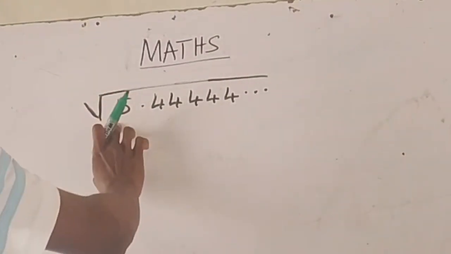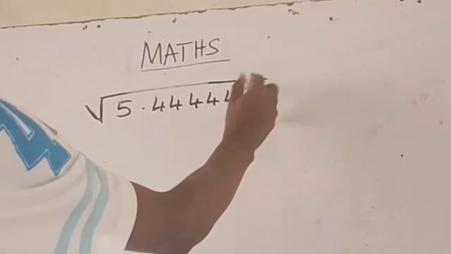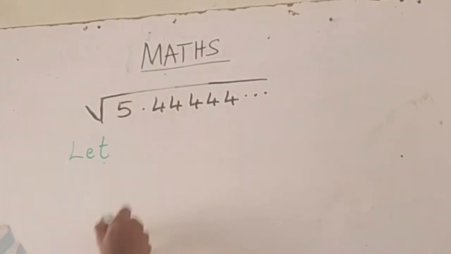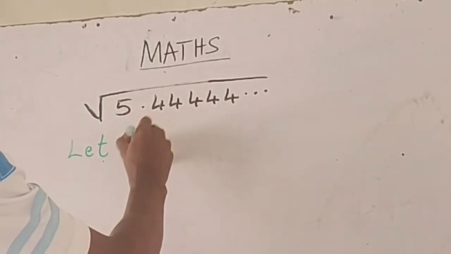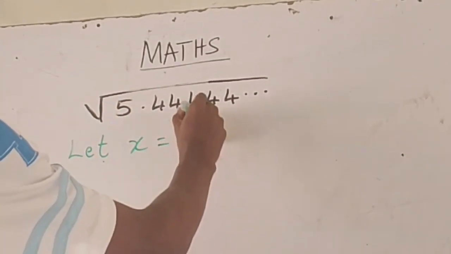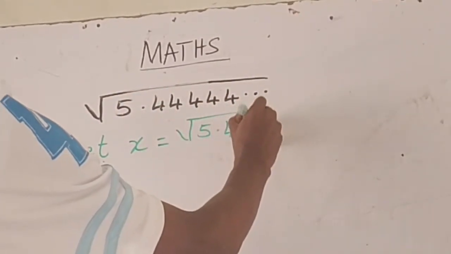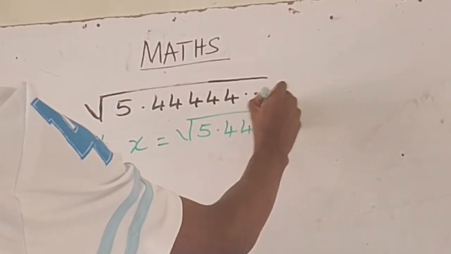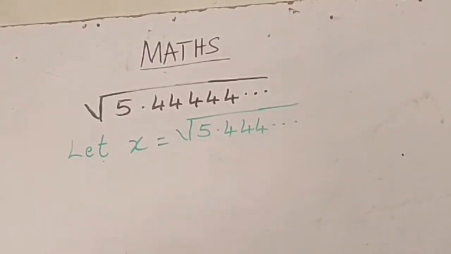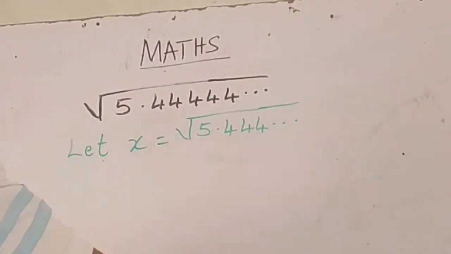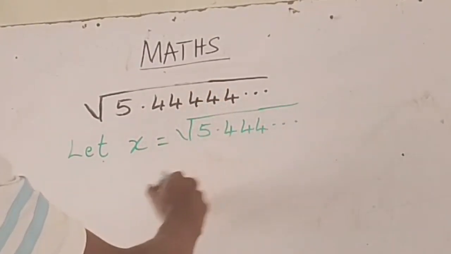We have the square root of 5.4444... The dot dot dot means it's continuous like that. Let x equal the square root of everything, which is 5.444 continuous. So here we can square both sides to remove the square root.